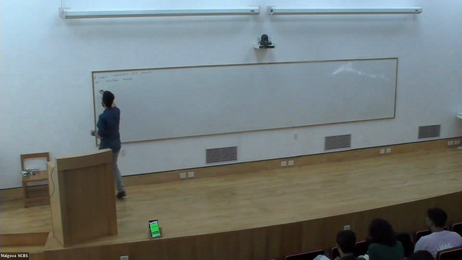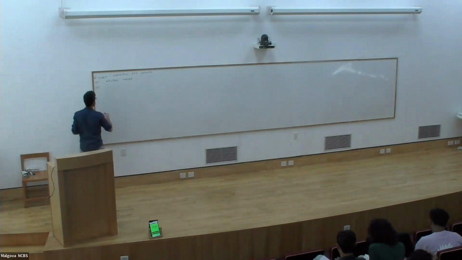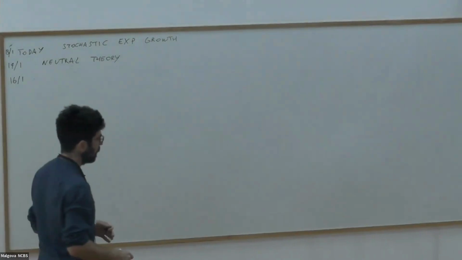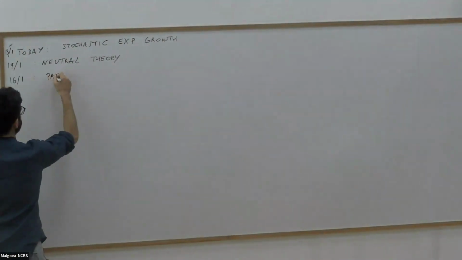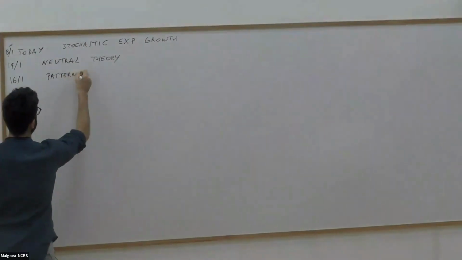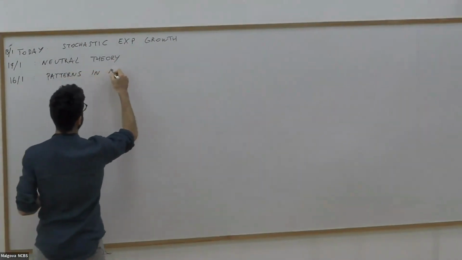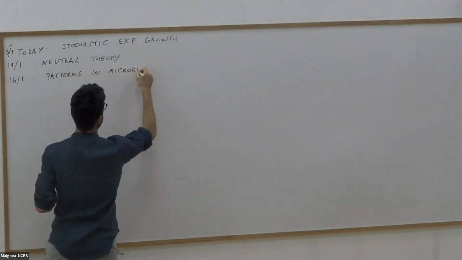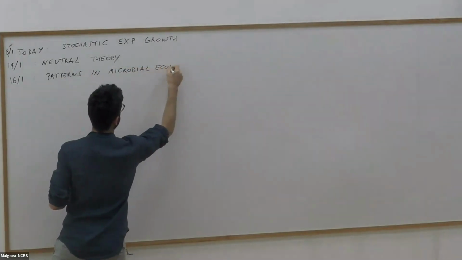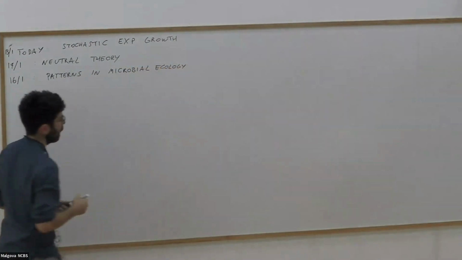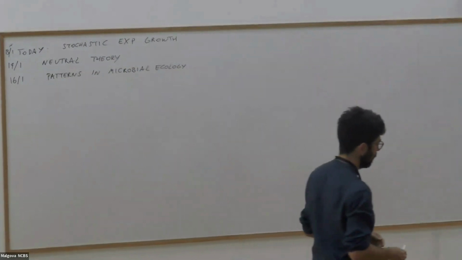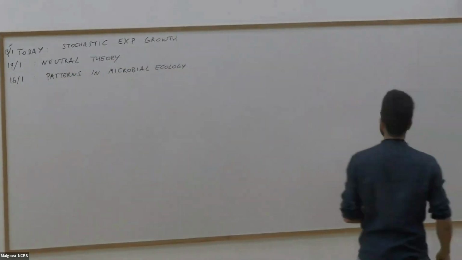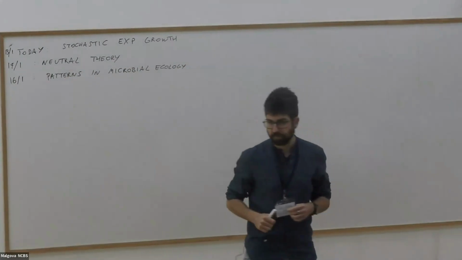And then on the 16th, I'll try to describe patterns in microbial ecology and how we can try to describe them using environmental stochasticity. So this is the plan.